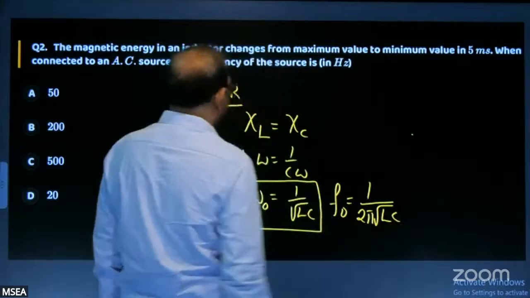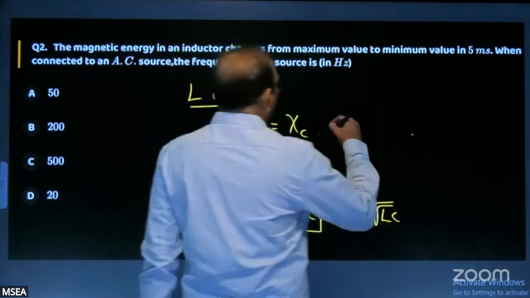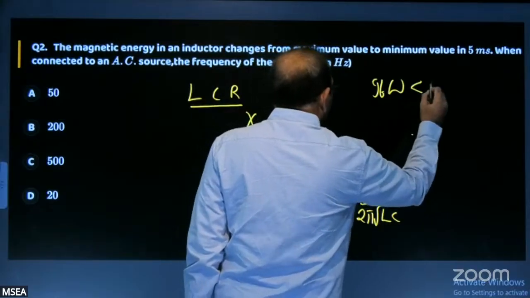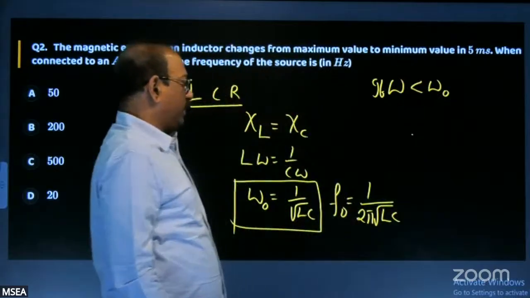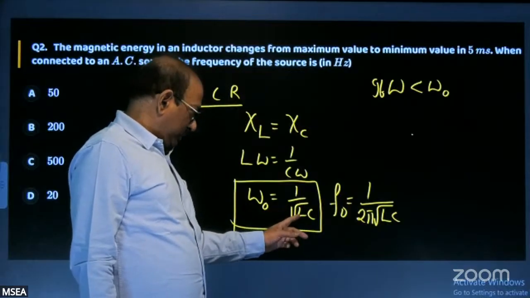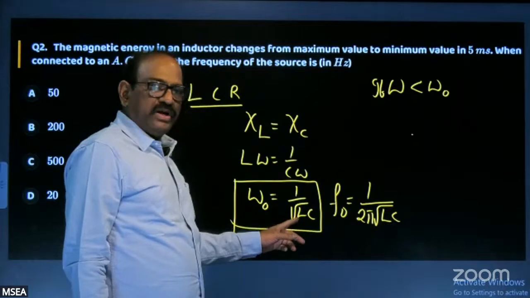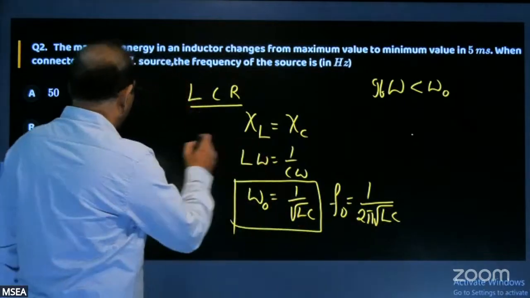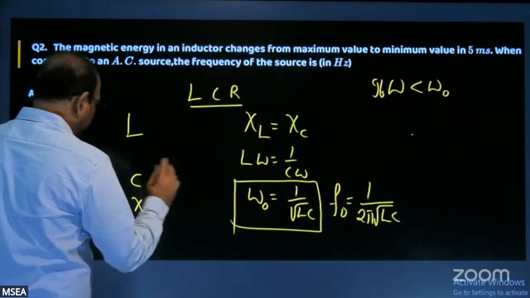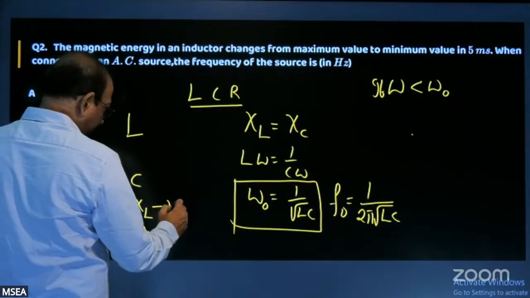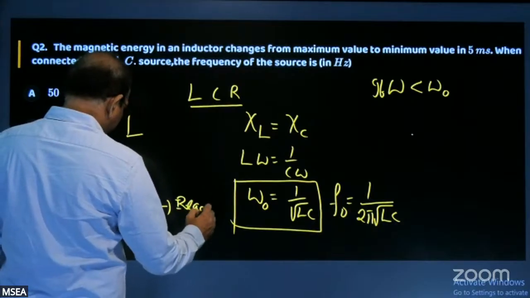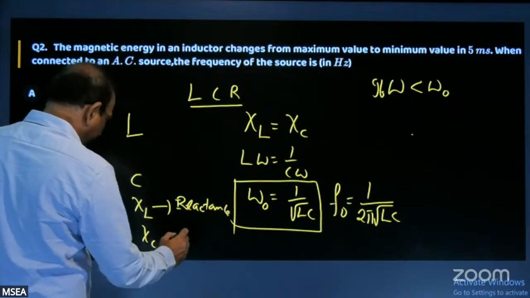Resonant angular frequency of the source for LCR circuit is this, and the resonant frequency is 1 by 2 pi into root LC. Resonant frequency depends on the values of L and C. What is L? What is C? What is XL? What is XC? Students will have some confusion. XL is inductive reactance. This is also capacitive reactance.